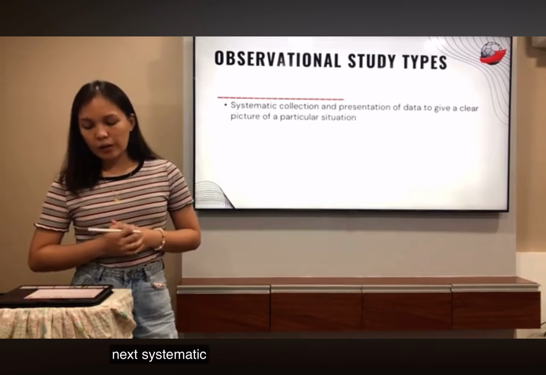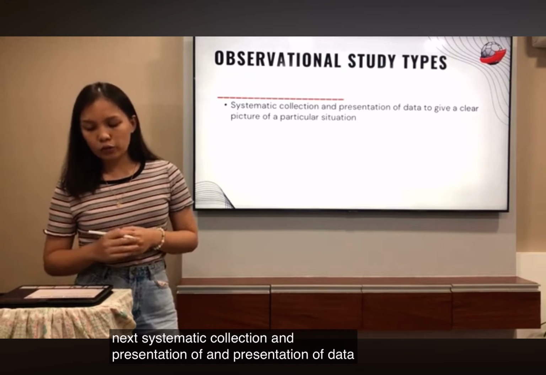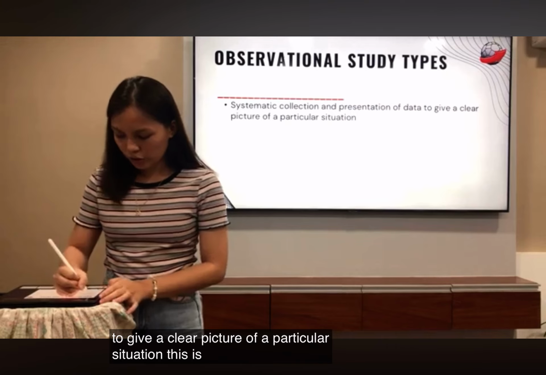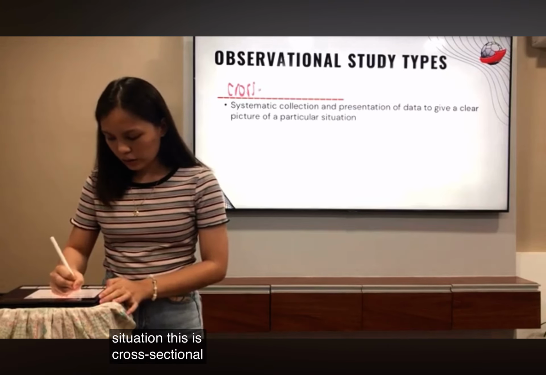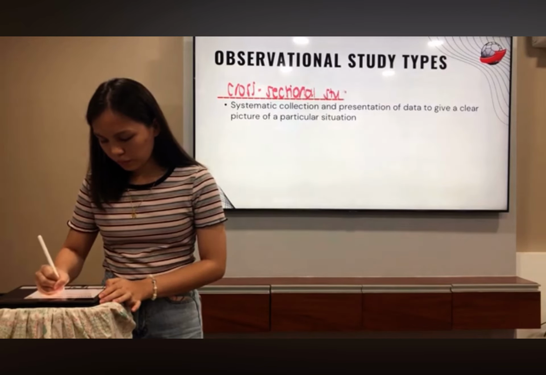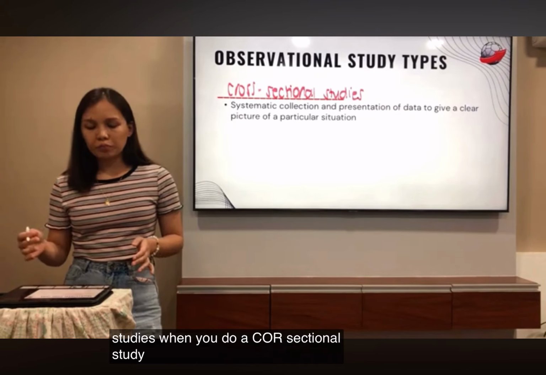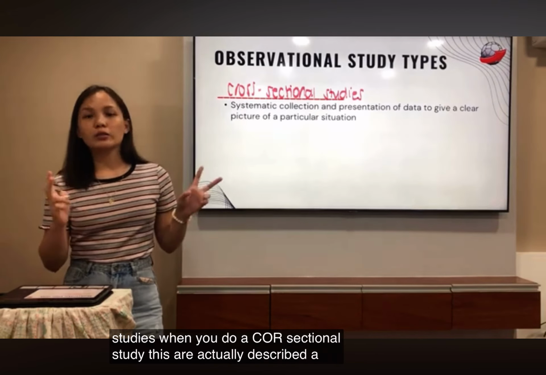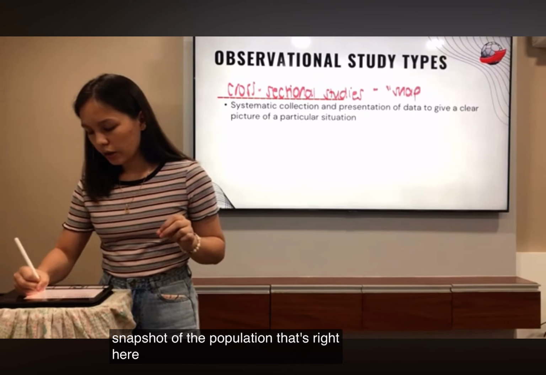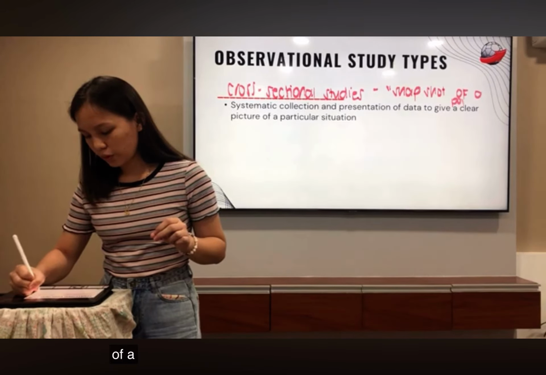Next, systematic collection and presentation of data to give a clear picture of a particular situation. This is cross-sectional studies. When you do a cross-sectional study, these are actually described as a snapshot of the population. That's right here. Snapshot of a population.